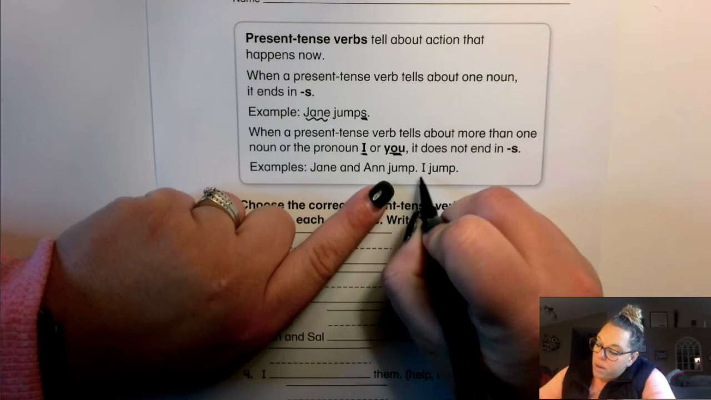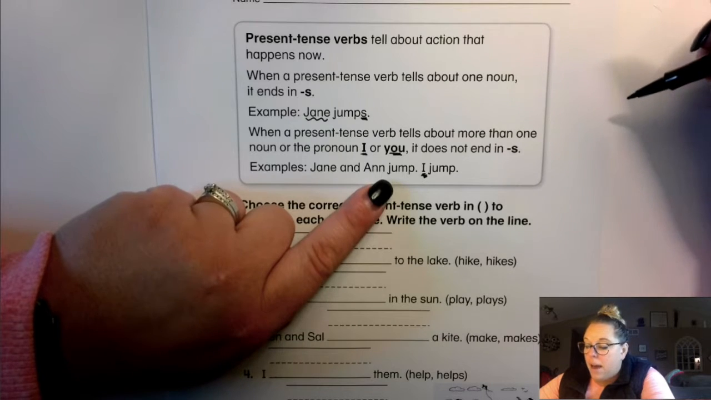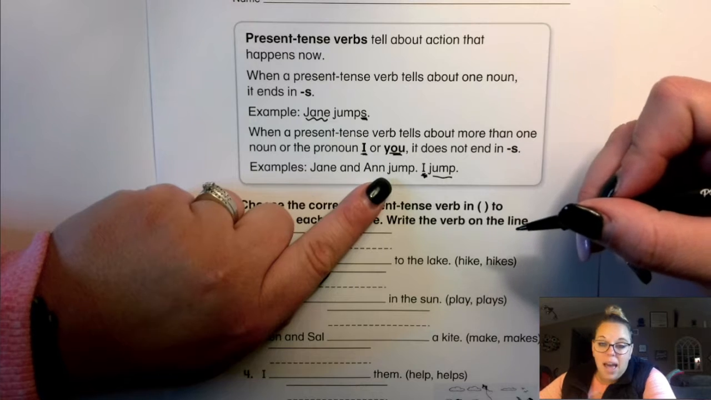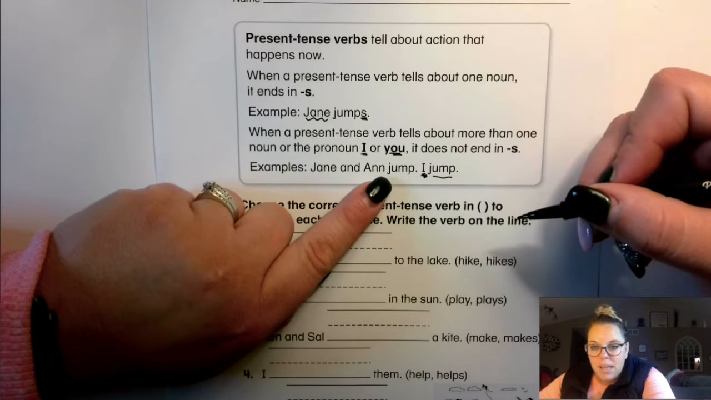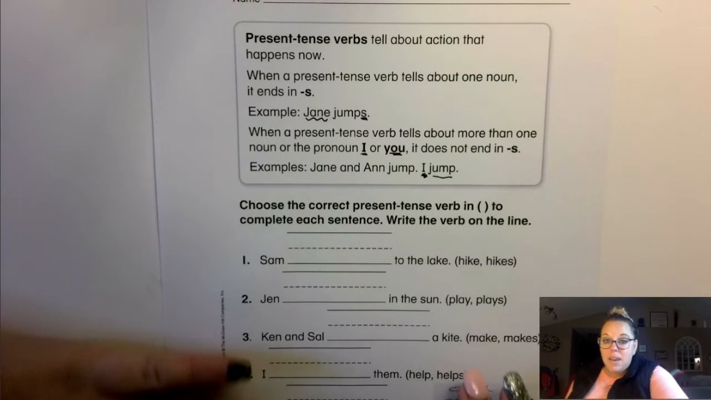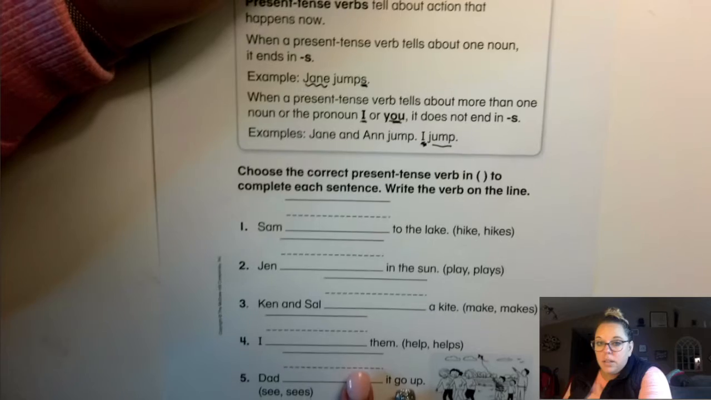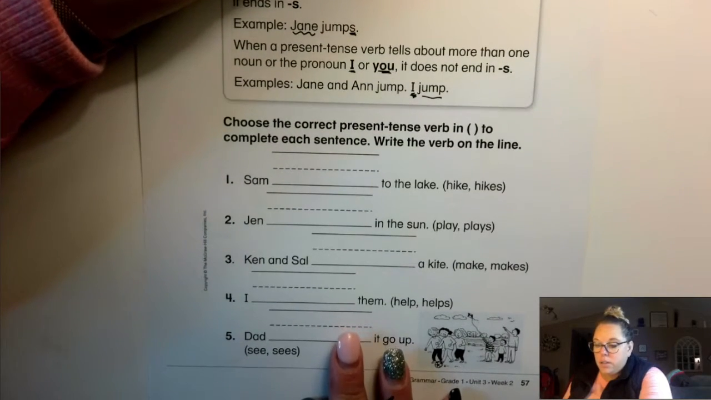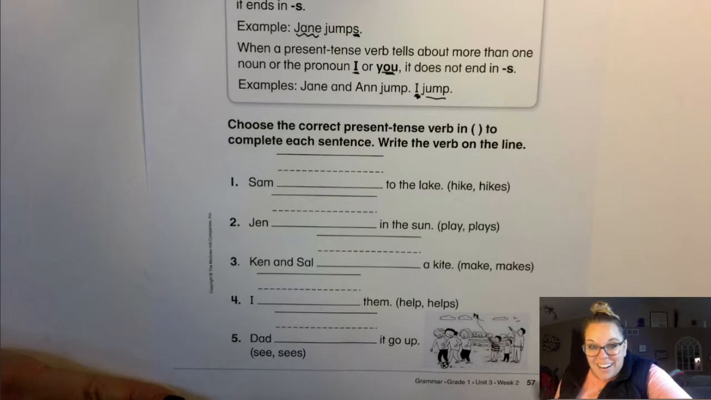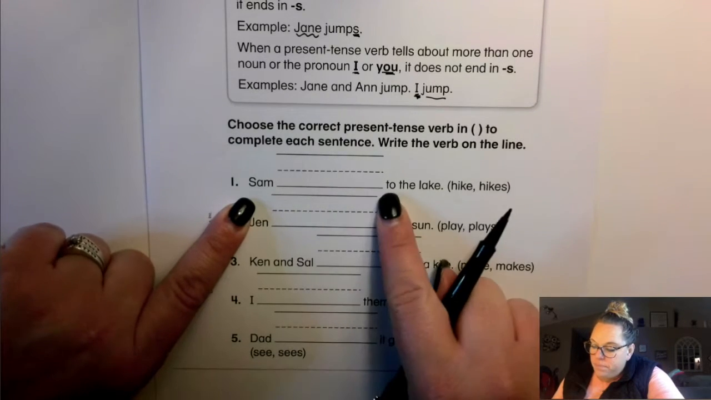Then remember that we also said that if it's describing I or you, it stays the same. It does not have an S. You wouldn't say I jumps. You say I jump. So let's keep that in mind as we're looking through this sheet today. We're going to do a little bit of it together. You're going to do two of them on your own. Let's get started. Number 1, Sam, to the lake.